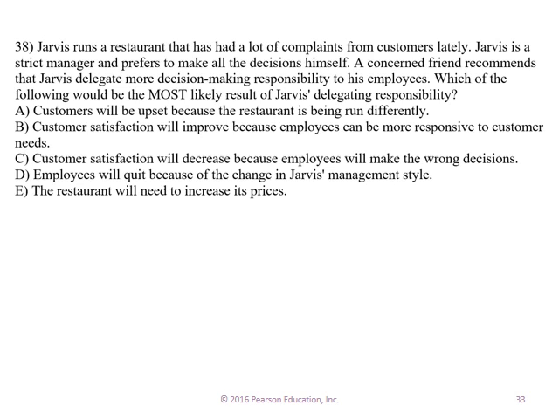I'm thinking, if the customer says, hey, I want more gravy or something, then what? If we give the employee the right to go ahead and give them the gravy that they want, customers are going to be happy because they're getting what they want, right? Okay. Customer satisfaction will decrease because employees will make the wrong decisions. Well, we hope they don't make the wrong decisions. They could, but we're going to trust them to hope that they'll make the right decisions, right? Okay. D, employees will quit because of the change in Jarvis's management style.